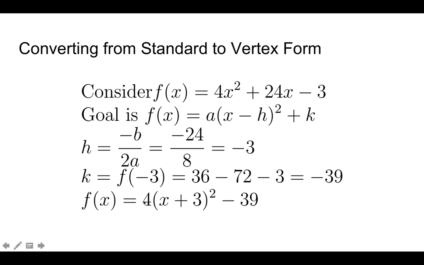And then we write the function in vertex form. F of x is a, 4, x minus h. So I want x minus a negative 3, that's x plus 3, squared, and then plus k. K is negative 39, so minus 39.